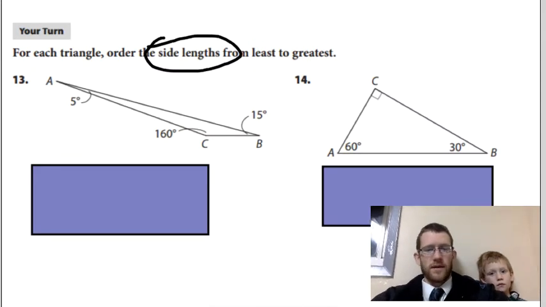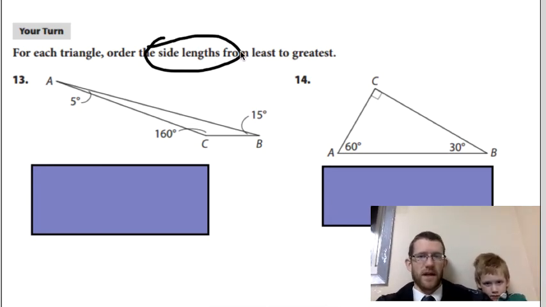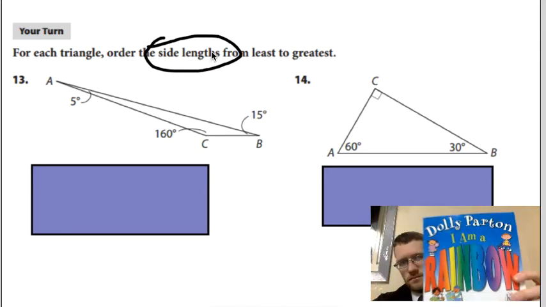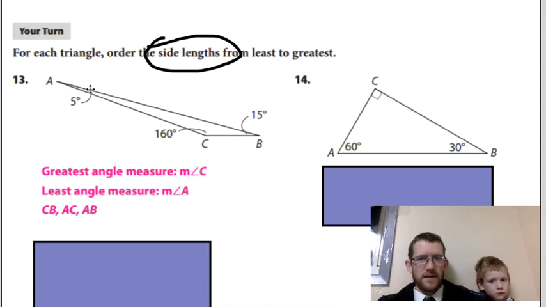Okay. This one, I'm trusting that you guys can figure this one out. This time we're going to try and figure out which side lengths, or at least order the side lengths from least to greatest. So figure out what side length is the smallest, and then what side length is the biggest. Okay, so hopefully you figured out that since this angle is the smallest, the side length that's smallest is BC, right? So it should be BC first, and then this angle is the next largest, so AC, and then this angle is the largest, so this side is the largest, AB.